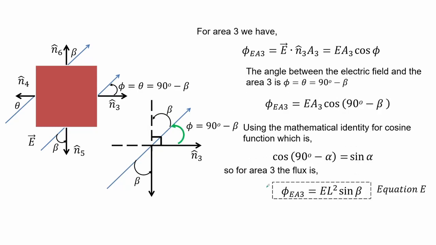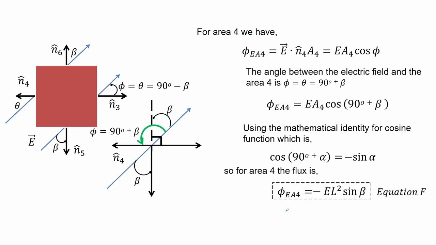For area 3 we have the angle between them as phi equals 90 degrees minus beta. We also consider the mathematical identity here, so we have the electric flux given as equation E. For area 4, the angle between them is phi equals 90 degrees plus beta. Applying also the mathematical identity for cosine here, the electric flux generated by area 4 is given in equation F.